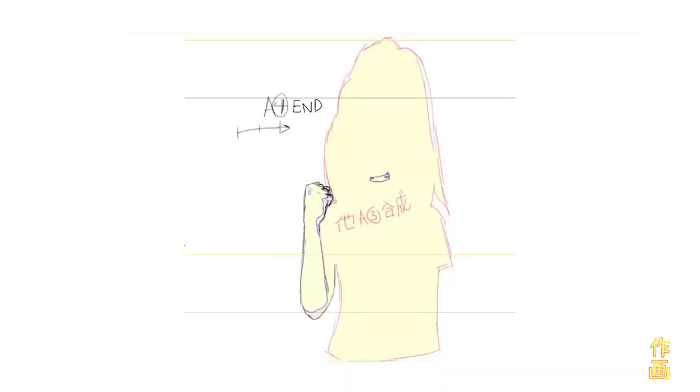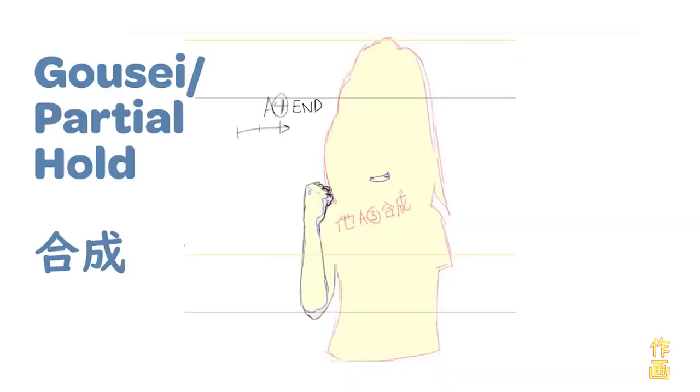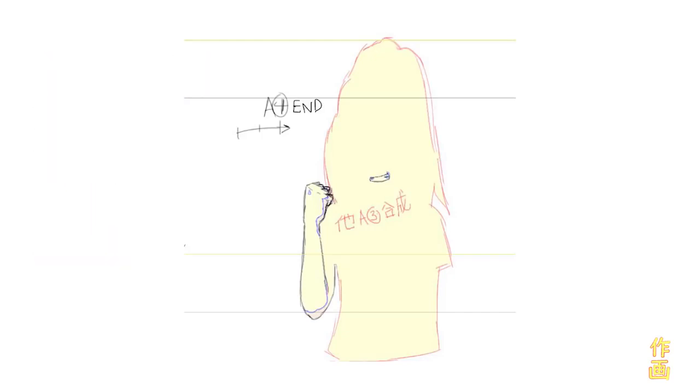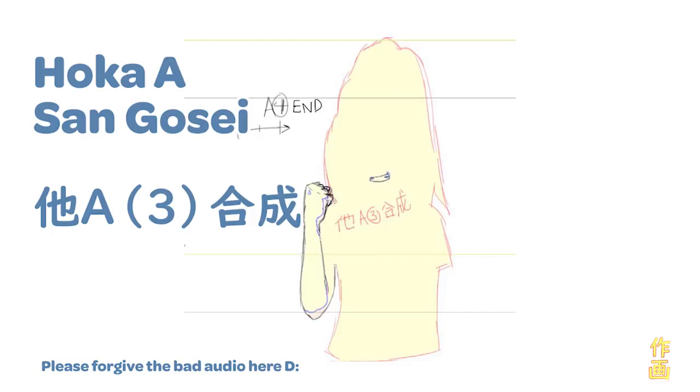On the last frame here, I'm doing a gosei, or partial hold, something I mentioned earlier. I want Emily to grin at the end here, but I don't want the doga artist to have to copy or retrace the same frame, so I use a partial hold to be more time efficient. Here I've notated this frame with Hoka A San Gosei, which means that this frame should be a continuation of cell A3, but with a part of the cell becoming a new layer and changing. In this case, that would be the mouth and the arm.